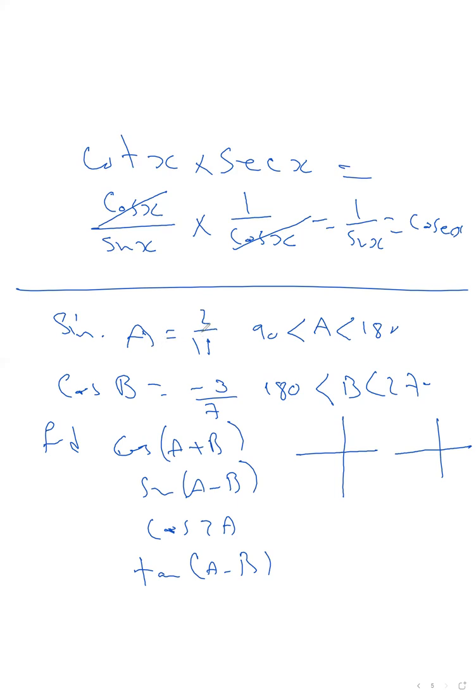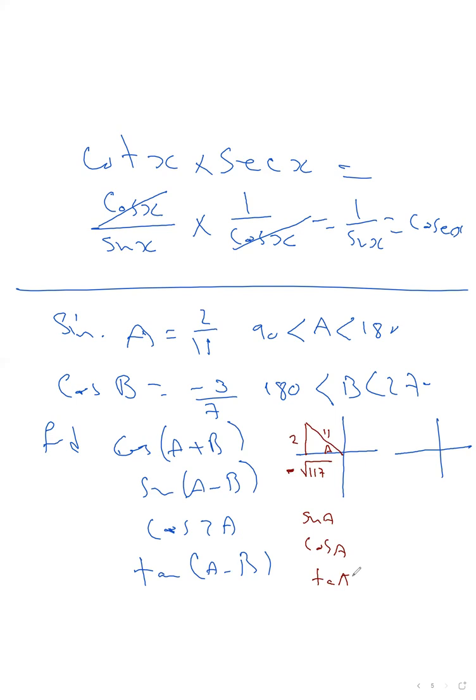Sine A is 2 over 11, and A is in the second quadrant, because angle A is between 90 and 180. So you graph this angle in the second quadrant and put the sine, which is 2 over 11, and find the value of the third side by using the Pythagorean theorem, square root of 121 minus 4 is 117, and this is the value. And find sine A, cosine A, tan A.